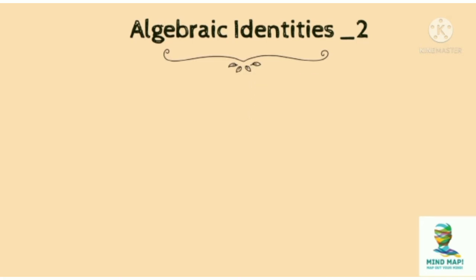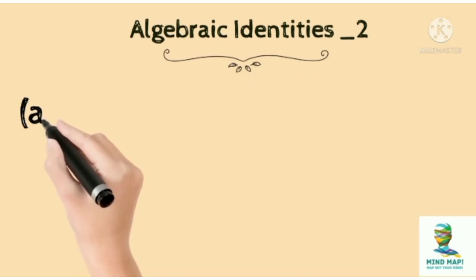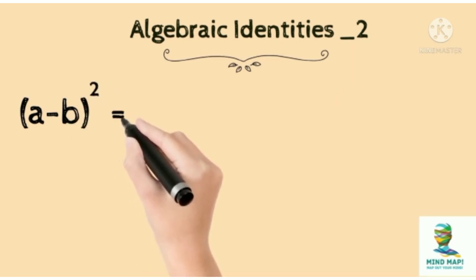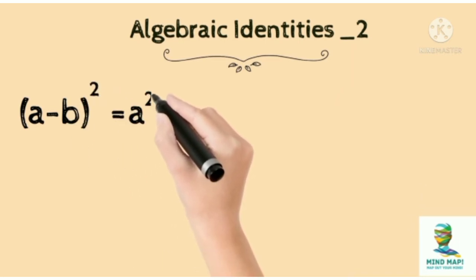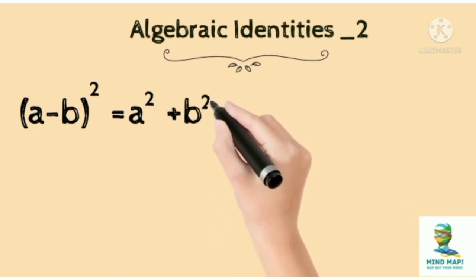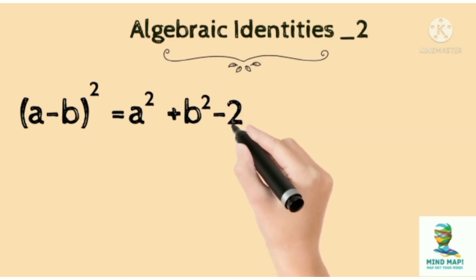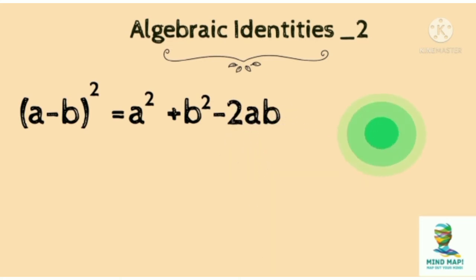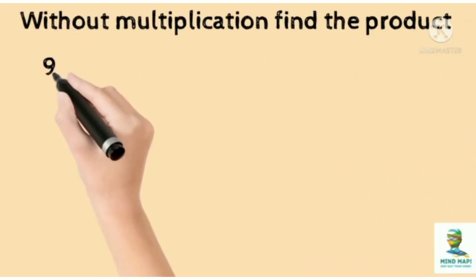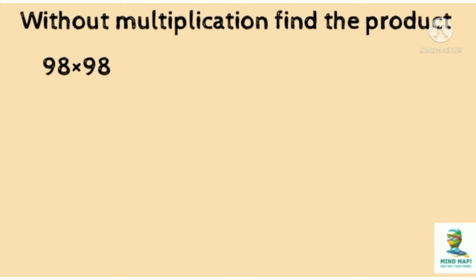So let's head to the next formula, the second formula, that gives me (a minus b) whole square is equal to a square plus b square minus 2ab. So the only difference between the first and the second formula is the negative sign in the question. So it's also the second most important formula which needs to be studied. Let's see how to find the product without multiplication using this formula.